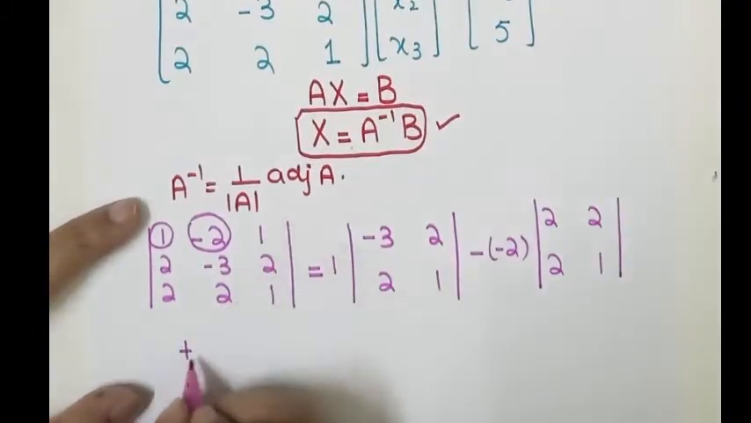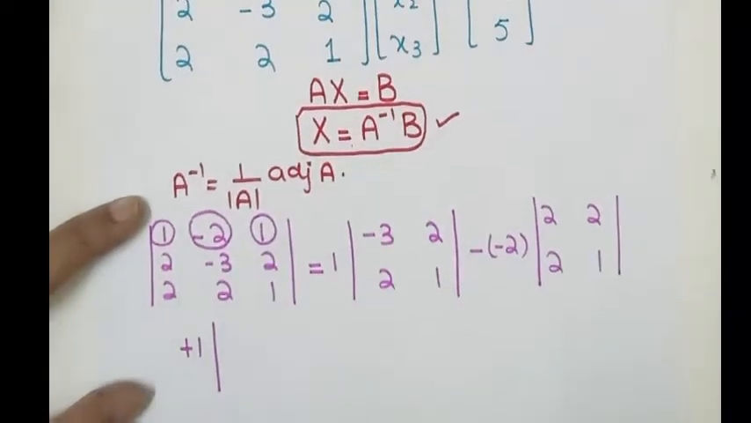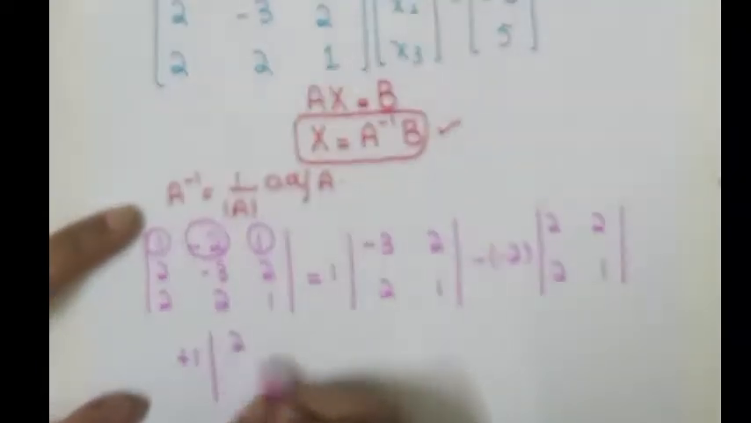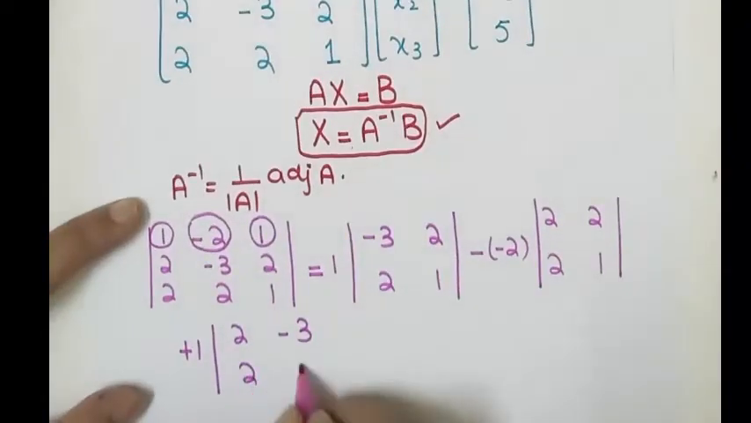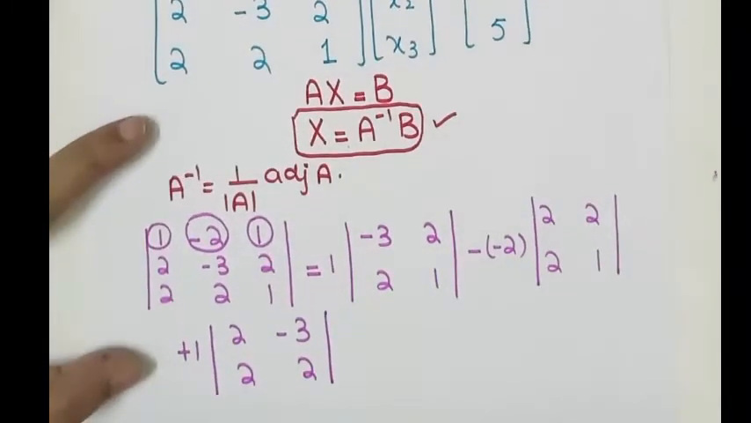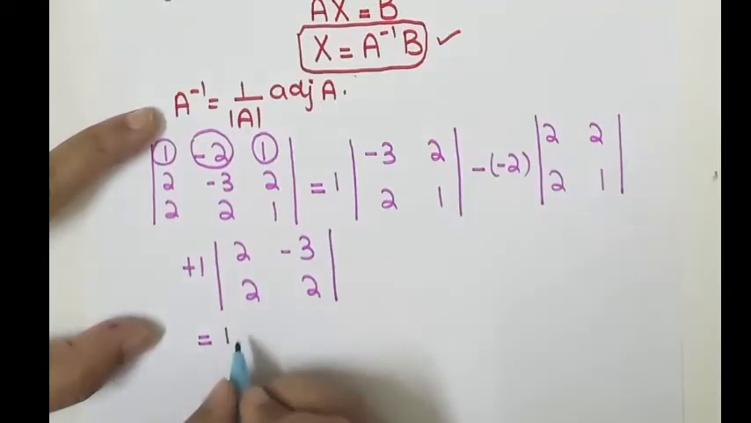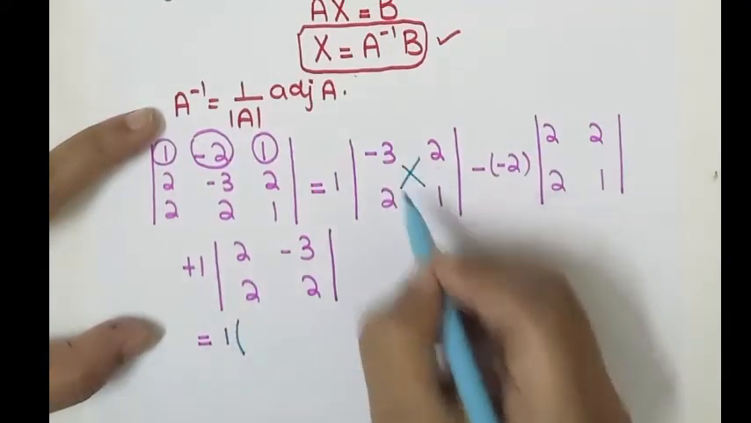Then we will write a plus sign and this term. Now ignoring third column and first row, we have 2, -3, 2 and 2. So now we will solve them. This is equal to 1. Now cross multiply these two terms.